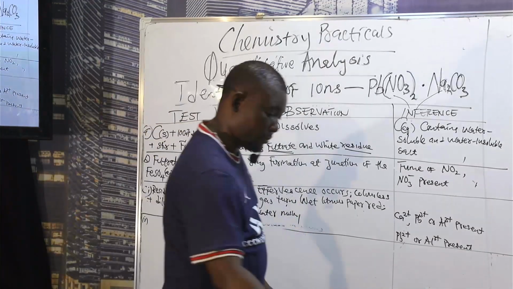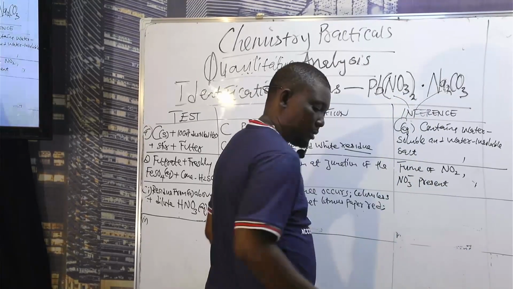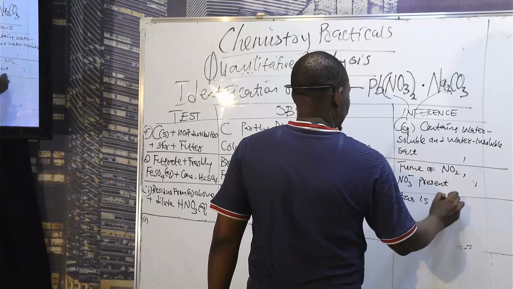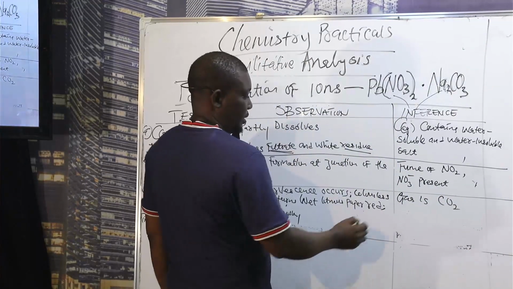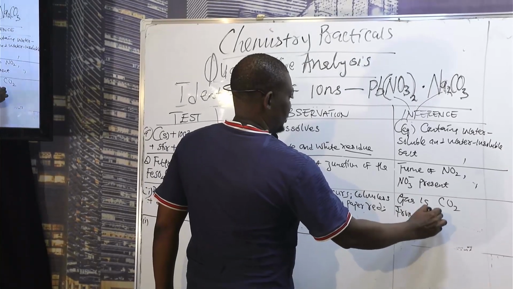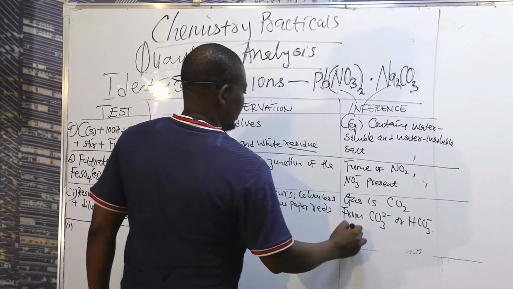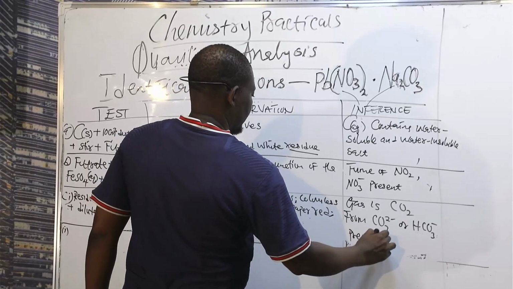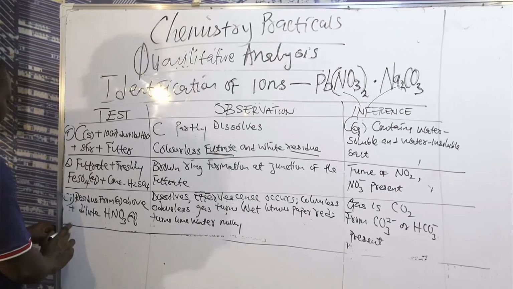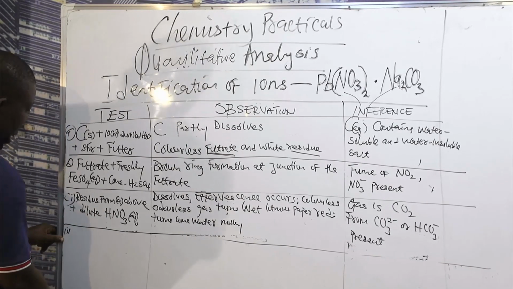So over here you have that gas is this gas, CO2. Where does it come from? From CO3 2 minus, or even bicarbonate ion present. Okay, so for CII now, whatever thing you get here, you're going to divide it into portions here.